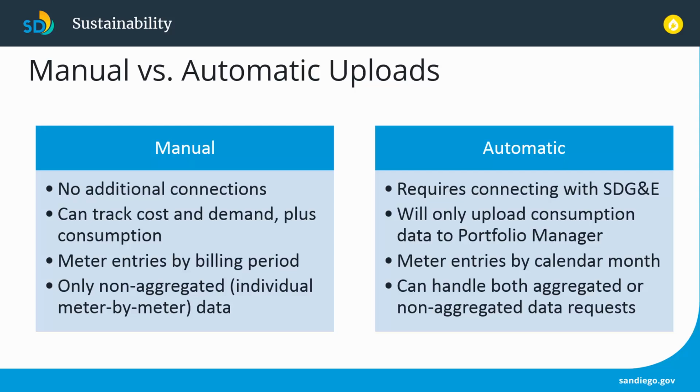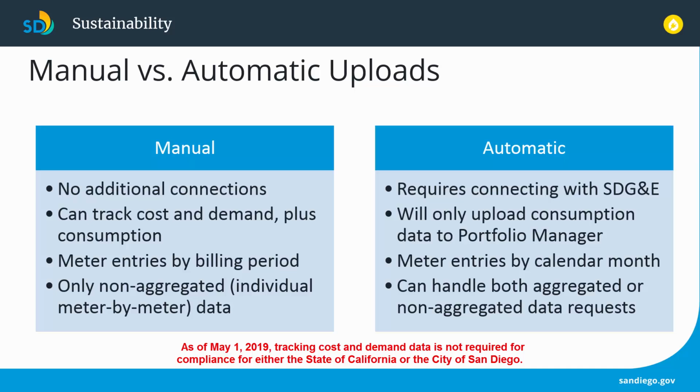Please note that these automated bills are uploaded based on calendar month, so the consumption may differ from what you see on your utility bill based on your billing period. If tracking cost and/or peak monthly demand and demand cost is important to you, we recommend you follow this module's procedures for manual data uploads. Tracking cost and demand is not required for compliance as of May 1st, 2019 for either Assembly Bill 802 or the City of San Diego's Building Energy Benchmarking Ordinance.